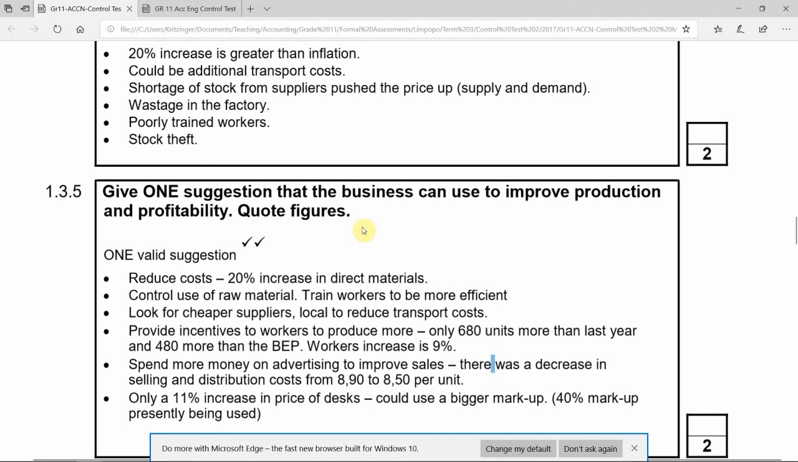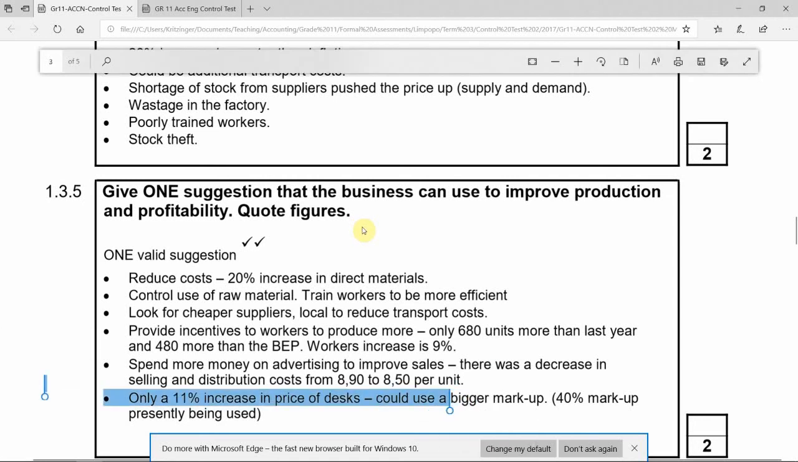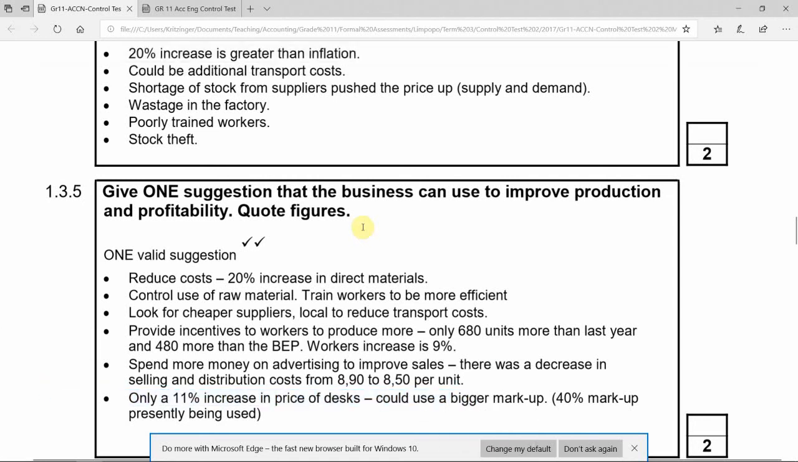How else can we improve profitability? Well, we can increase our sales. How do we do that? Spend more on advertising to improve sales. So there was a decrease in selling and distribution costs from R8.90 in the previous year to R8.50 per unit this year. So that's an obvious one. We spent less on advertising, so that could have an effect.